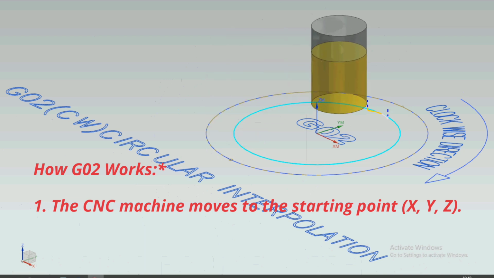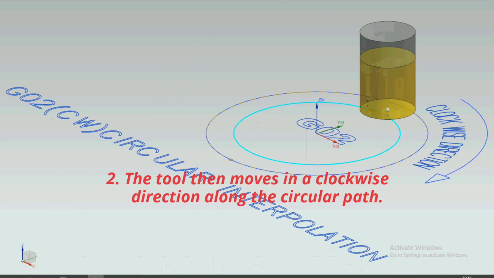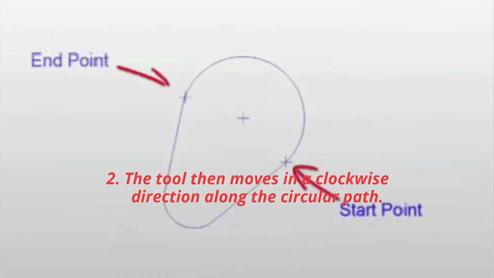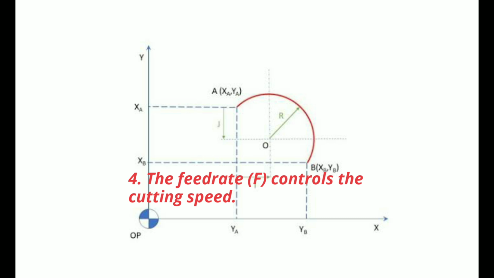How G02 works. 1. The CNC machine moves to the starting point, XYZ. 2. The tool then moves in a clockwise direction along the circular path. 3. The circle center coordinates, I, J, K, define the radius and orientation. 4. The feed rate, F, controls the cutting speed.